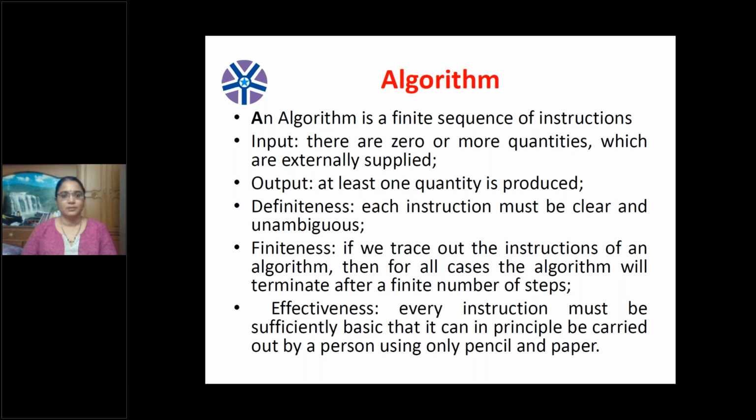Next, the last point is effectiveness. How effective the algorithm step is. It means you need to trace each step by using pen and paper. Every instruction must be sufficiently basic that it can in principle be carried out by a person using a pen or pencil. It means the step should be in such a way that you can solve it using pen and paper. It should not give any ambiguity. It should not be very complex. You should write in a simple way. These are the algorithmic specifications.